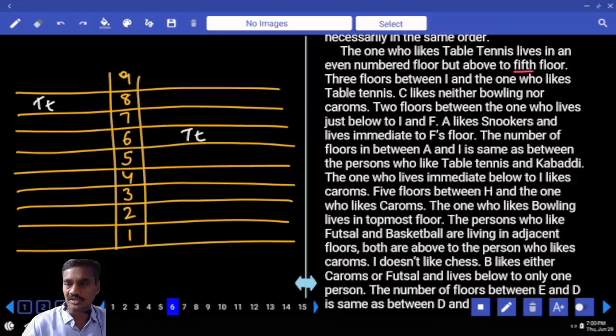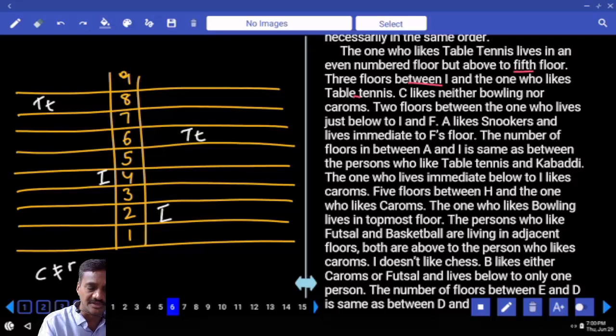Then next one, there are 3 floors between I and table tennis. Between I and table tennis there must be exactly 3. Now here 1, 2, 3, I will be here. And I can be either on the 2nd floor or on the 4th floor. And next one, C likes neither bowling nor carroms.